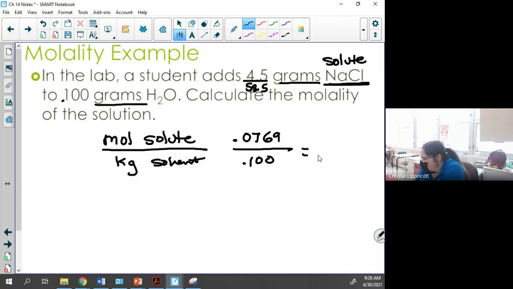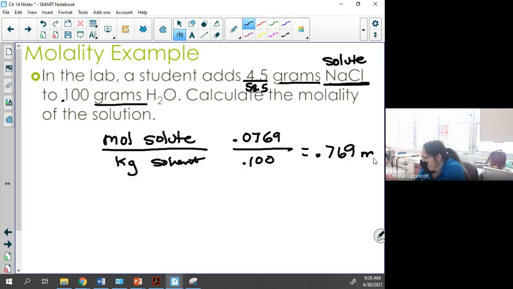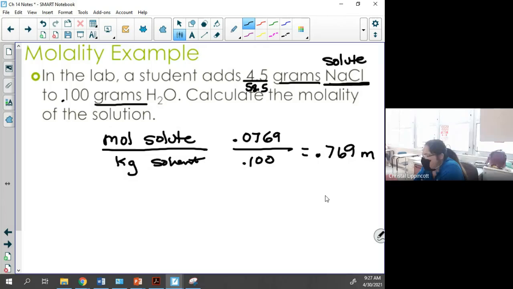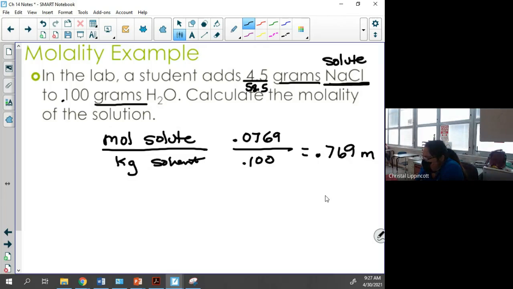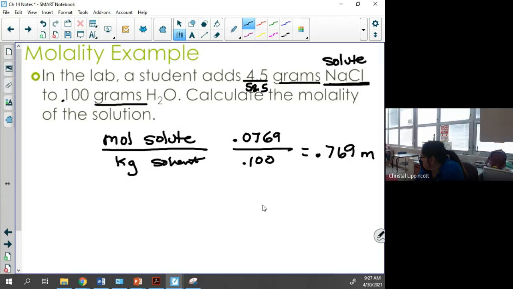So that ends up being 0.769, and that's going to be a little m. And you've got to be careful with your big M's and your little m's. Like, you've got to make them distinguishable. Make sense? All right.